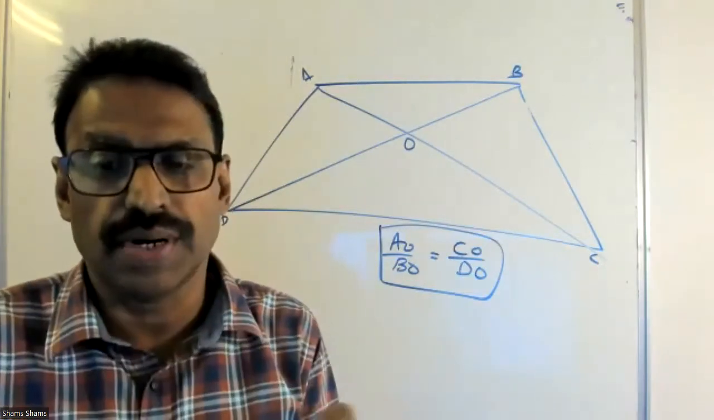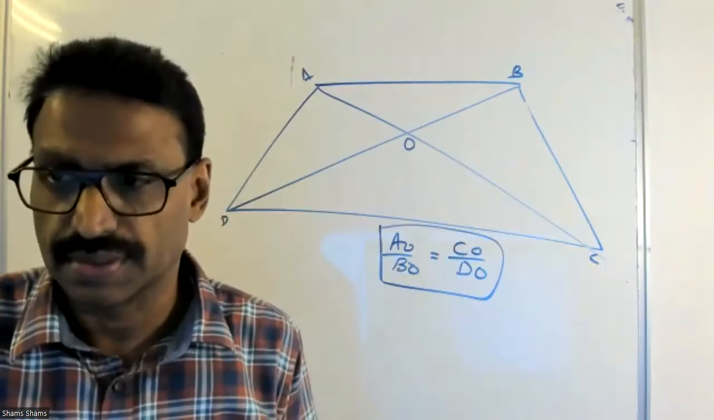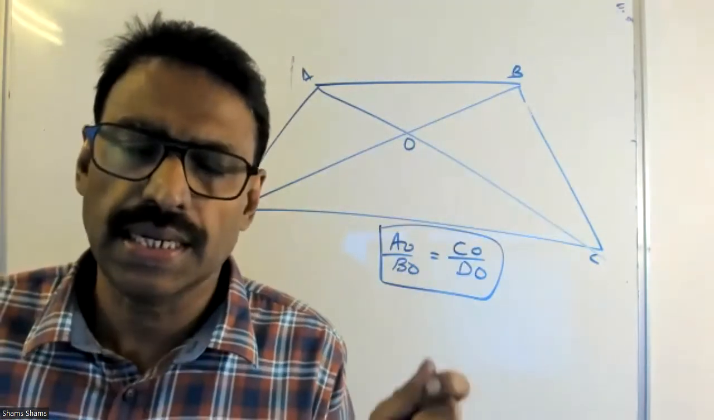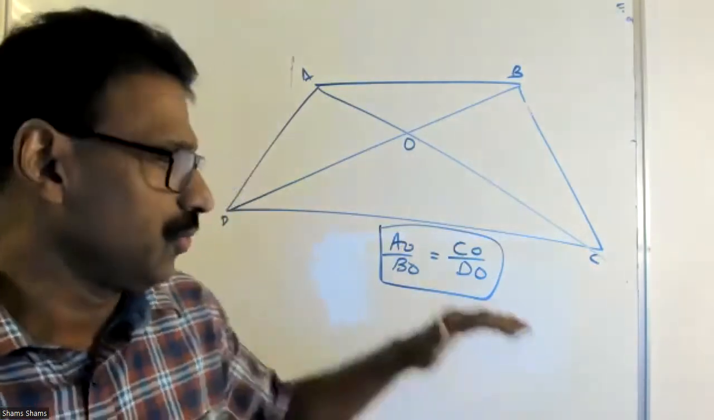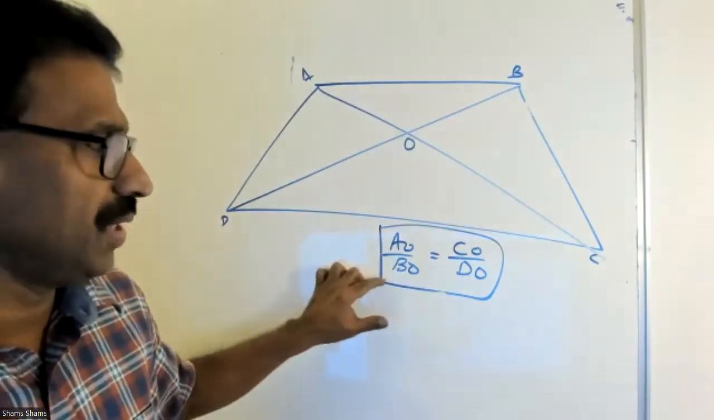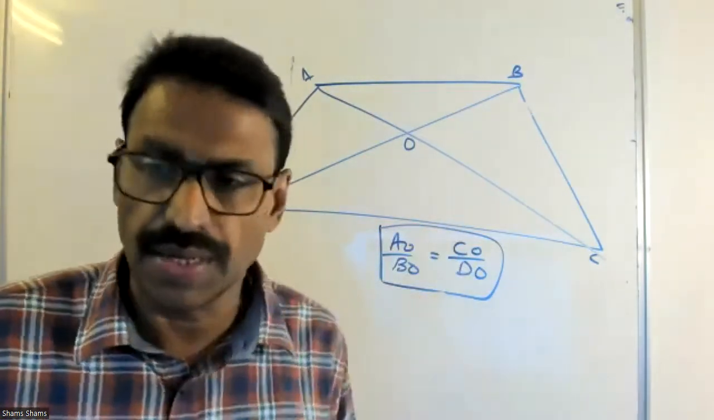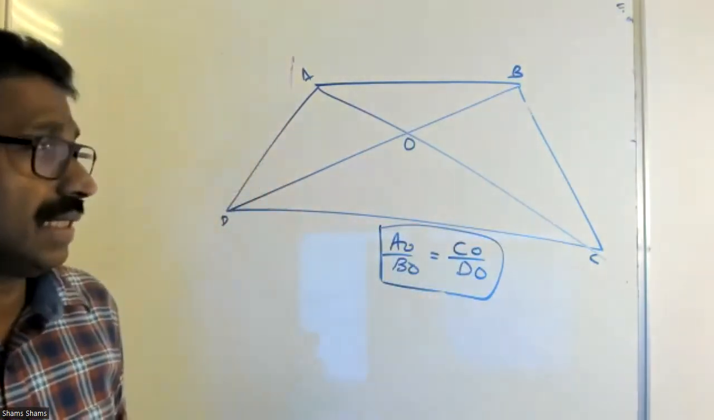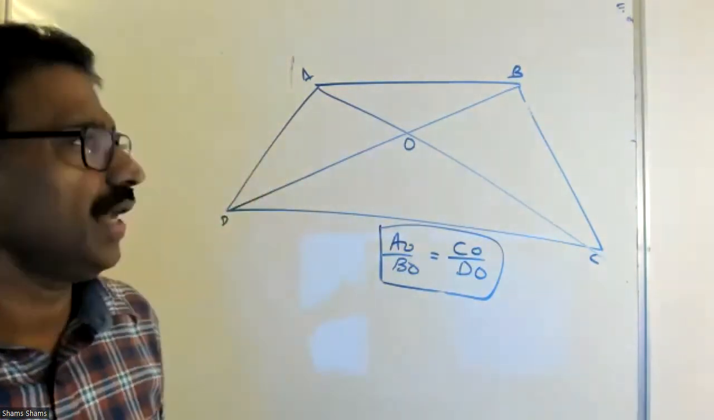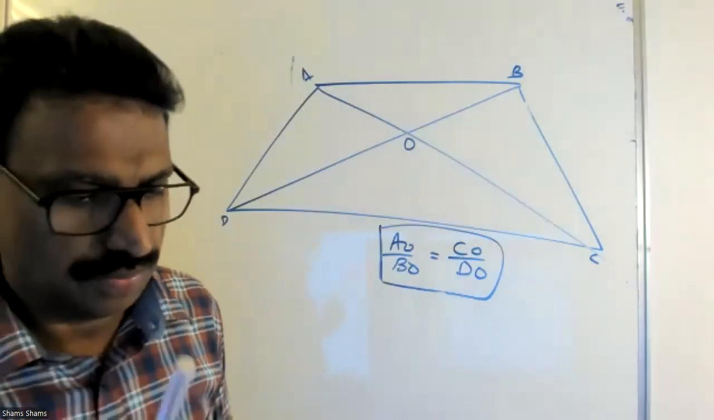You have to understand what is the previous question and what is the current question. The previous question was: given ABCD is a trapezium, prove this one. Here, AO by BO equal to CO by DO is given. You are sure that ABCD is a trapezium. To show ABCD is a trapezium, what do you have to prove?